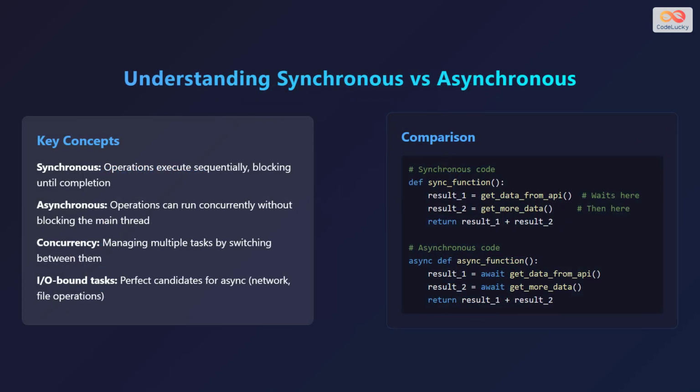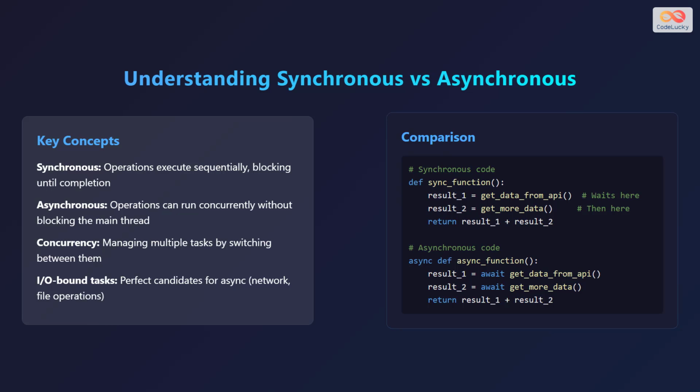First, it's important to understand the difference between synchronous and asynchronous programming. In synchronous operations, tasks are executed sequentially, meaning each operation blocks or waits until it's fully completed before the next one starts. Asynchronous operations, on the other hand, allow tasks to run concurrently without blocking the main thread. This is achieved by switching between tasks while waiting for input-output operations to complete.